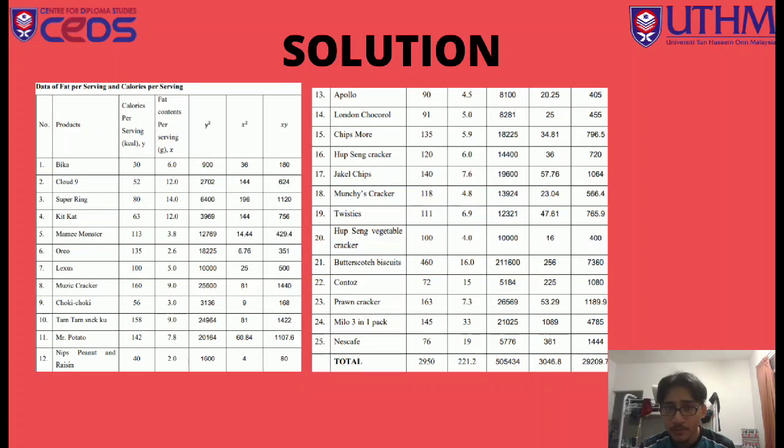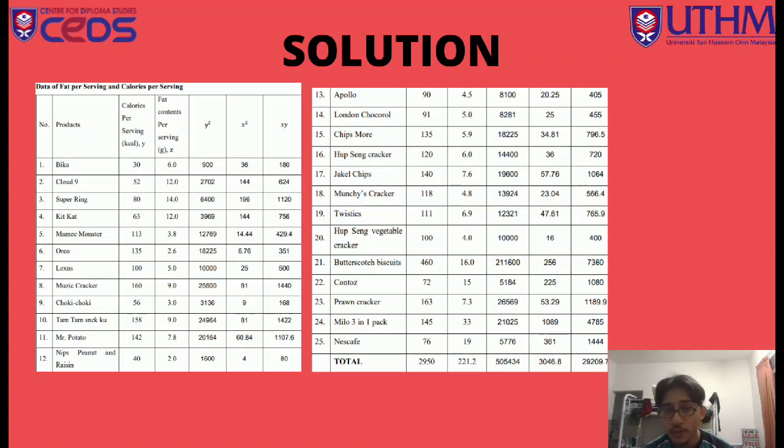So for the solution, first of all, we have to find data of fat per serving and calories per serving. The first thing is we have to find the name of the product, such as Bika, Cloud9 and so on. Next we have to find the value of Y, which is calories per serving. The unit is calorie. The fat content per serving is the unknown X and the unit is gram.